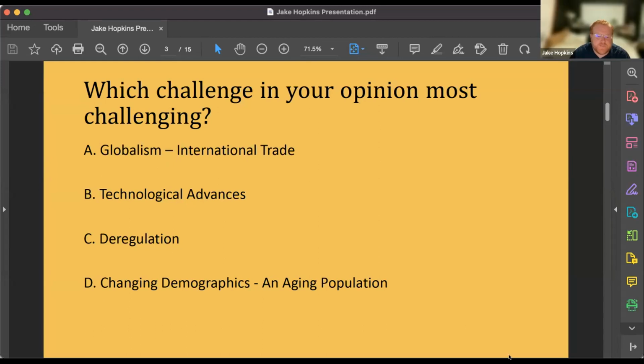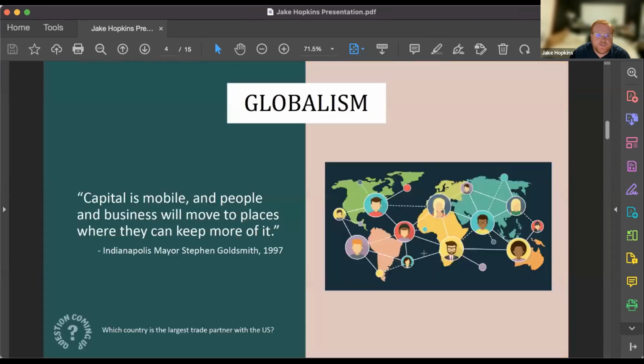Awesome. Thank you for sharing, Faisal. I appreciate it. All right, so let's go ahead and jump into our first one, globalism/international trade. So the United States has worked diligently to encourage international trade by entering into agreements that will reduce barriers and also encourage commerce across national borders.